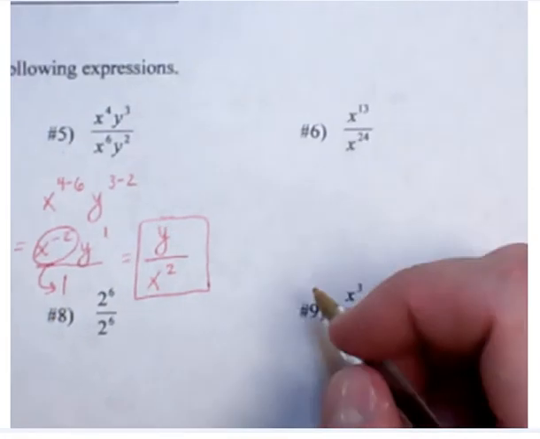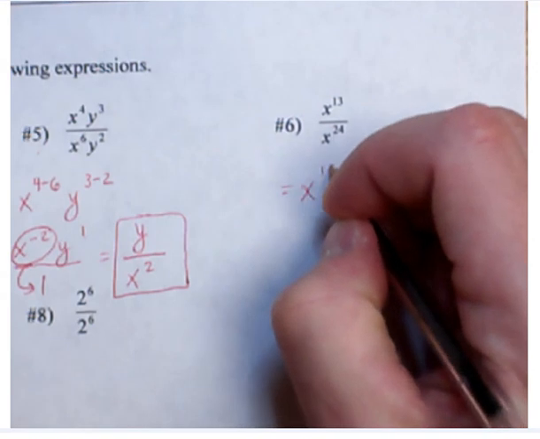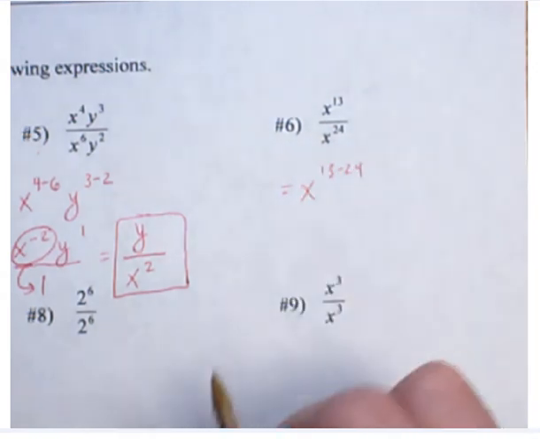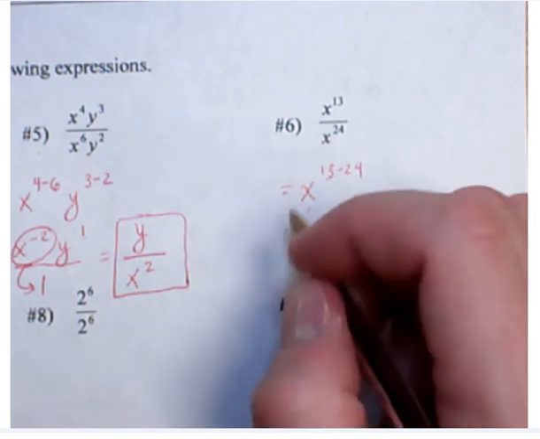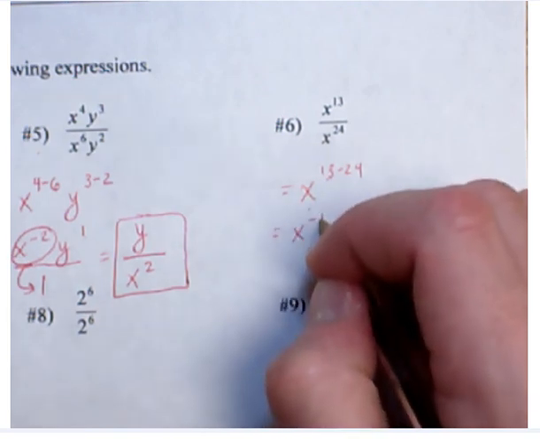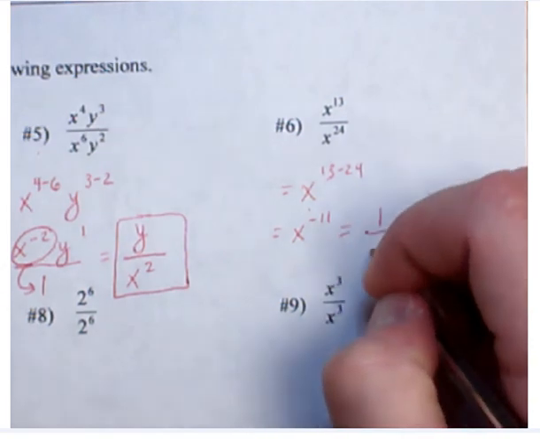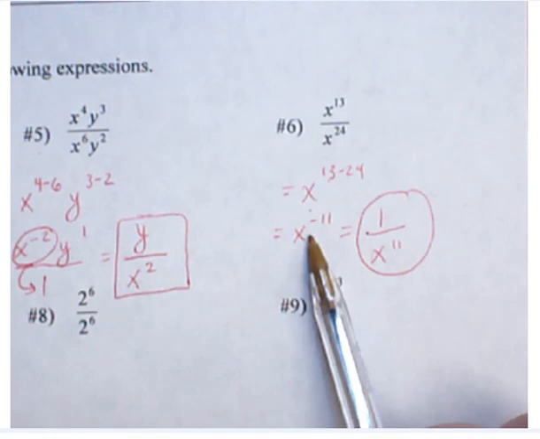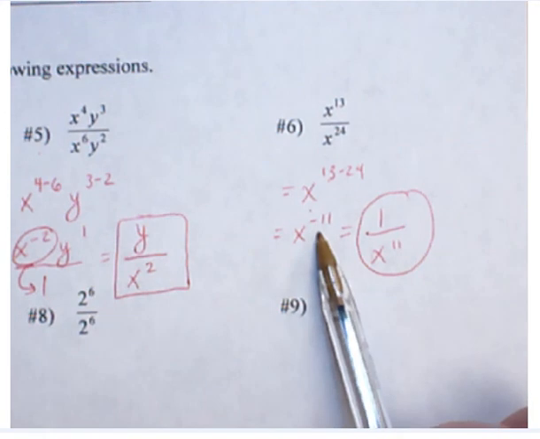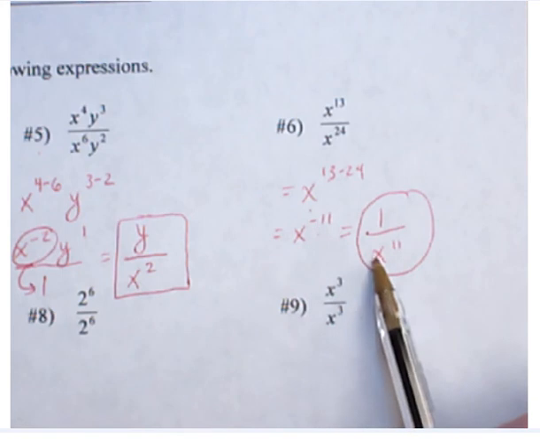In number 6, when you divide variables, we subtract the exponents. So keep the base, subtract exponents. Now 13 minus 24, that's negative 11. So the answer is 1 over x to the positive 11. When you take this variable and this exponent and move it to the denominator, it becomes a positive exponent.